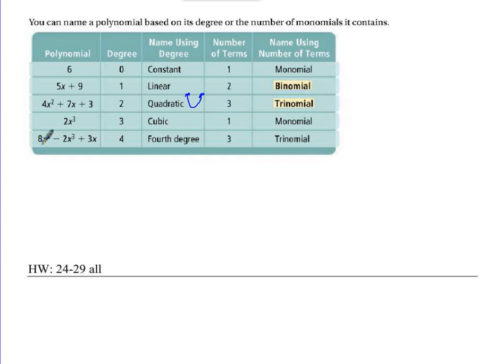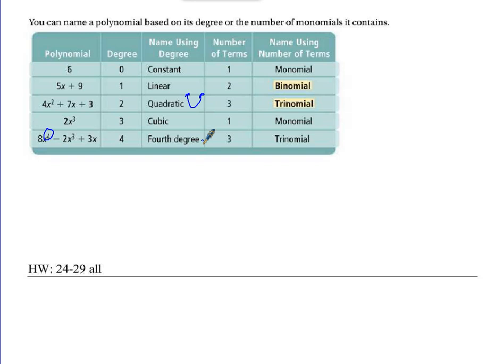And finally, we have a 3-term polynomial here, which makes it a trinomial. Its degree is 4. We have a 4 sitting there. That's a degree of 4, and that's called a 4th degree. There is a special name for it. You don't need to know it now. It's called a quartic trinomial.